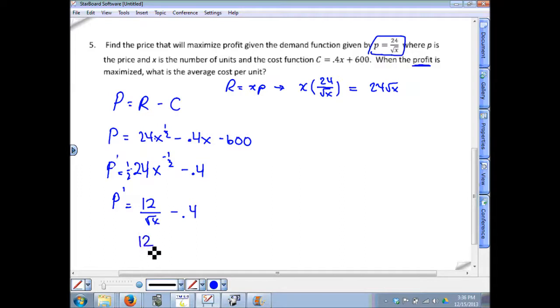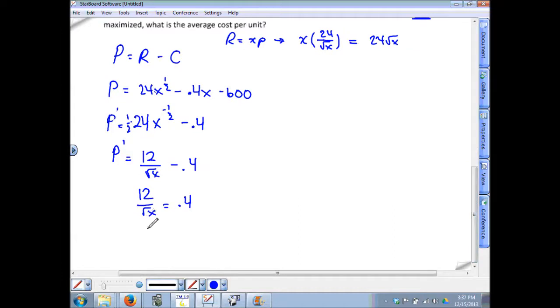To set this equal to 0, we're going to have 12 over the square root of x equals 0.4. Now 0.4 is 4/10, which is 2/5. So if we cross multiply here, we're going to get 60 equals 2 square roots of x. Square root of x is equal to 30. So x is equal to 900. That's units, number of units.